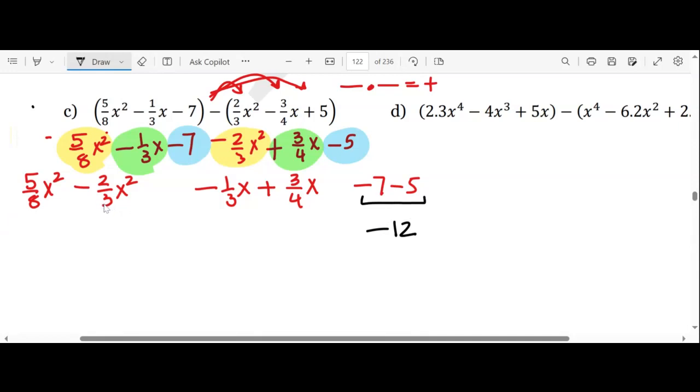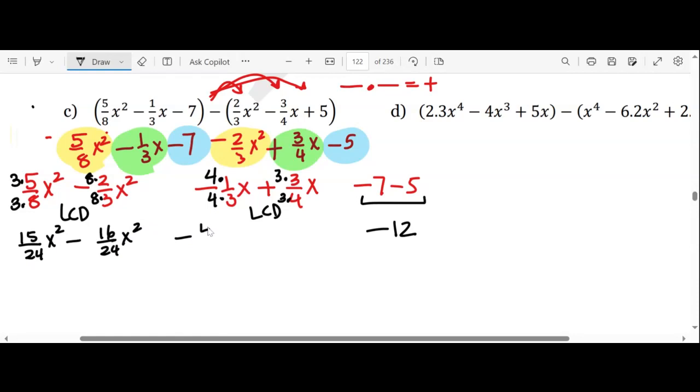8 and 3. What is the common LCD? 24. So I have to multiply this times what? 3 and 3. And here 8 and 8. What about this? 3 and 4. What's the LCD? 12. So multiply this times 4. Up 4. Here 3. Here 3. 3 times 5 over 24 x squared minus 16 over 24 x squared. Here minus 4 over 12x plus 9 over 12x.